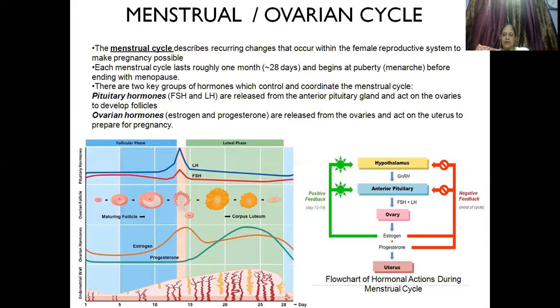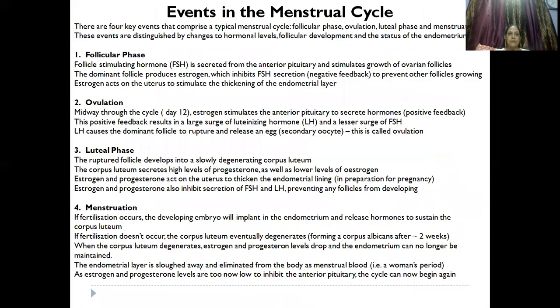Okay, now that period of release is called ovulation. Now here in ovulation you see the LH causes the dominant follicle to rupture and release an egg, that is, the secondary oocyte is released. So this is called ovulation.